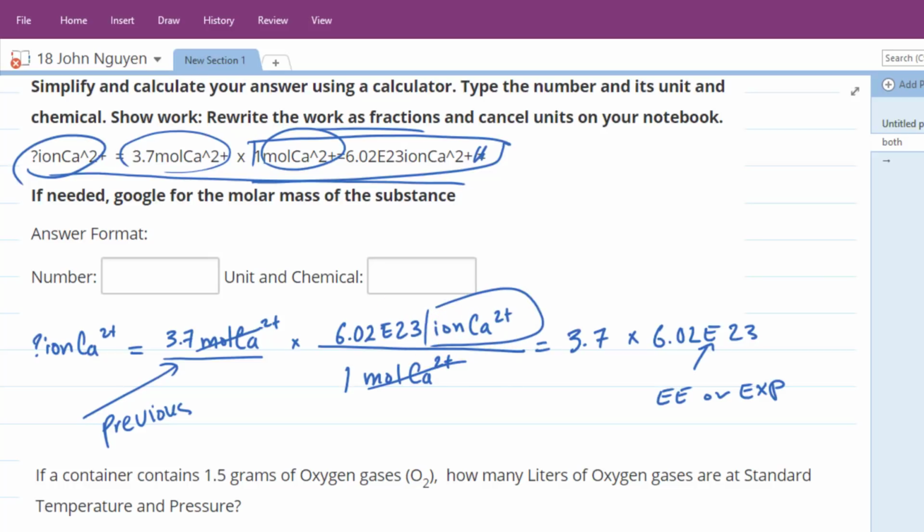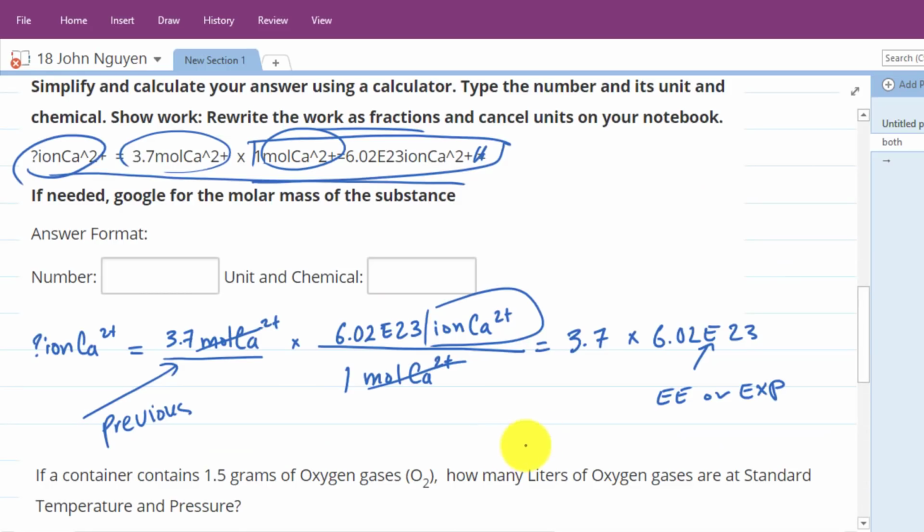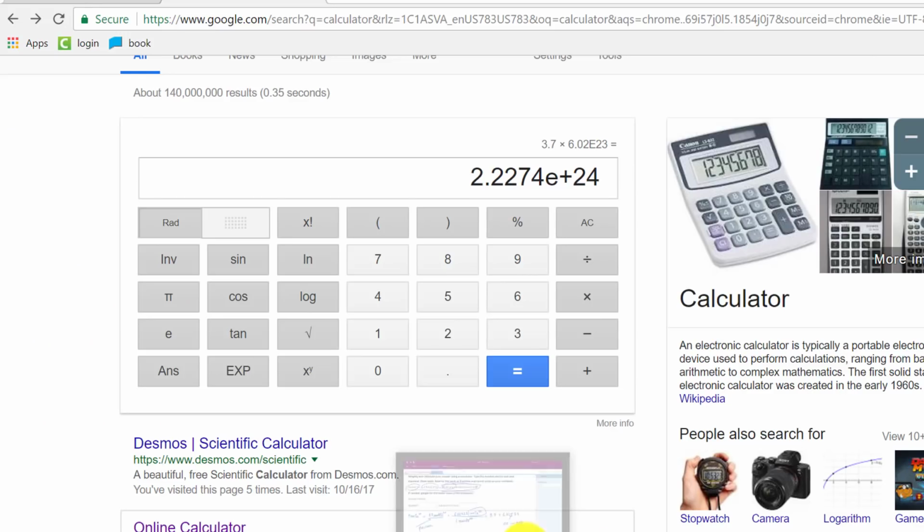So let's plug this in our calculator. So we have 3.7 times 6.02. Here we have EXP right there, 23. And our answer is 2.23 E to the 24. That means 10 to the 24 power. So in this case, our answer is equal to, what is it again? 2.23?